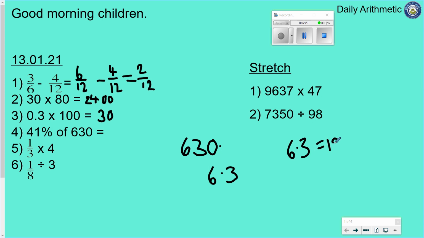I'm going to write that down so it's clear in my head exactly what that is. The question doesn't ask me to find 1% though, it asks me to find 41%. So 1% is 6.3, I now need to find 41%. So now I'm going to do 6.3 times by 41.